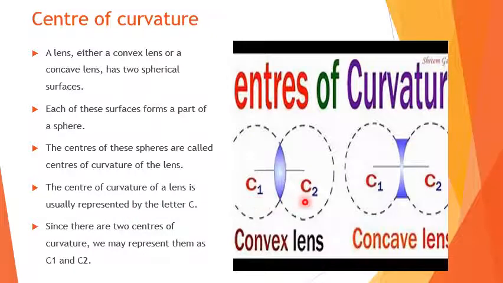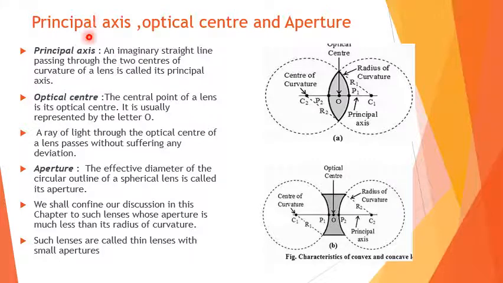Can you see here? C, C. It is represented by the capital letter C. Now, since there are two centers of curvature, we may represent them as C1 and C2. The one on the left side we write as C1 and the one on the right side we call C2. Then there are some more parts which we have seen in mirrors also.